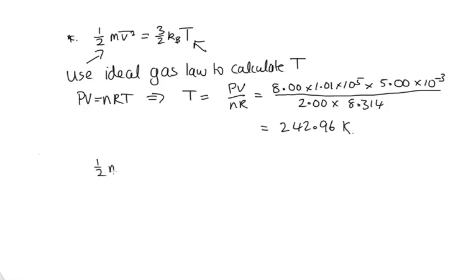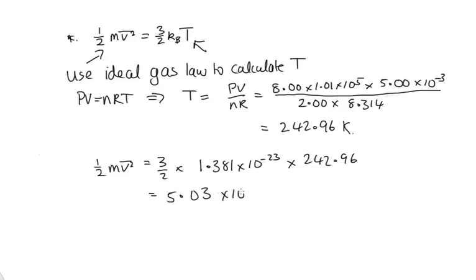And now we can just substitute it back into this equation here. So we've got our average kinetic energy is equal to 3 over 2 times kB, which is 1.381 times 10 to the minus 23, times 242.96, and solving that on the calculator we get 5.03 times 10 to the minus 21 joules, which is a very small number, but then this is talking about a single oxygen molecule which has a very low mass, so we would expect it to be very small.